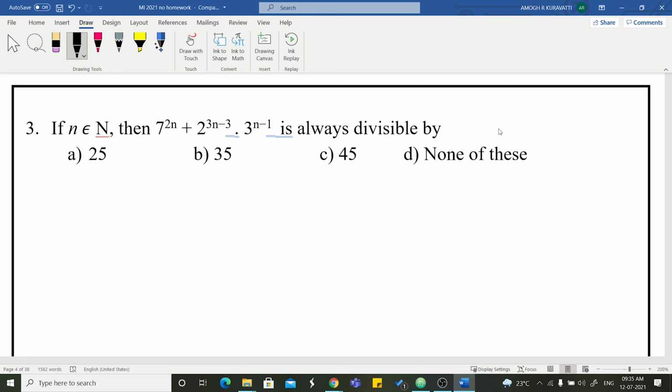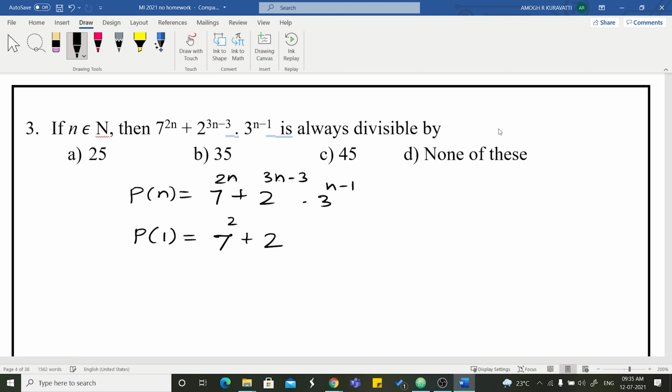If n belongs to N, then let P of n is equal to 7 power 2n plus 2 to the power of 3n minus 3 into 3 power n minus 1 is always divisible by, again trial and error method, easiest step, take n is equal to 1. See what happened? 7 power 2 into n value 1, that is 7 power 2, plus 2 power 3 minus 3, 0, into 3 power n minus 1, that is 0.